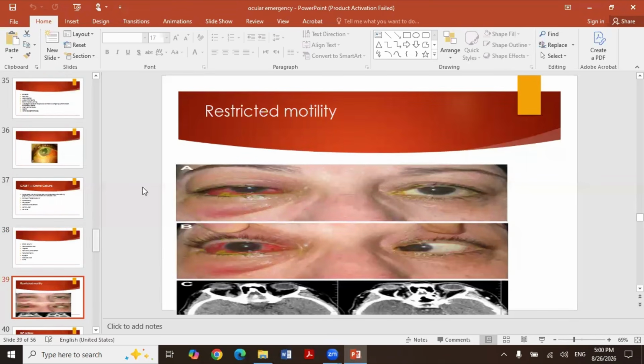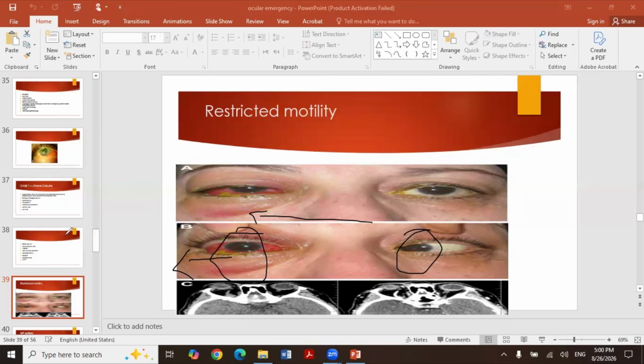Look at this picture here. This is a common scenario of orbital cellulitis. Here, you tell the patient to look to the right side. You can see the right eye does not move at all. It's fixed in the center, but here the eye is moving. So restricted eye movement, this is orbital cellulitis. But if the eye moves, you should think about preseptal cellulitis. The inflammation is anterior to the orbital septum. This is preseptal cellulitis. But if it's behind the orbital septum, this is orbital cellulitis.